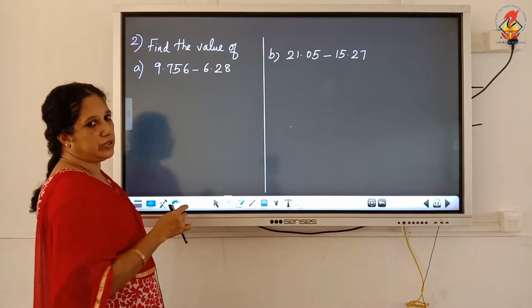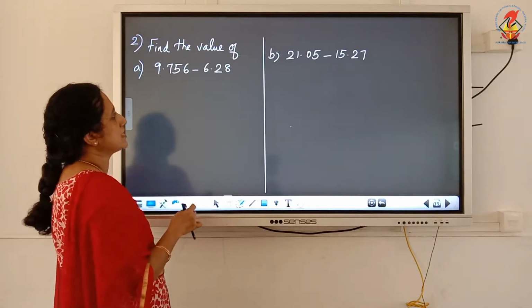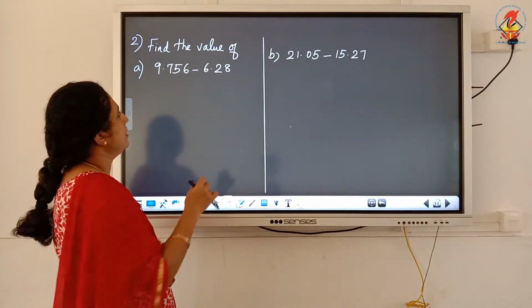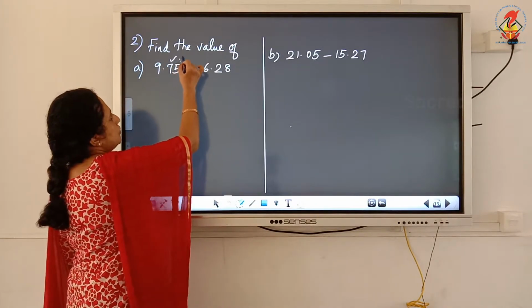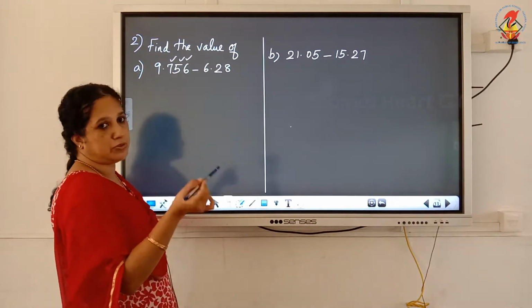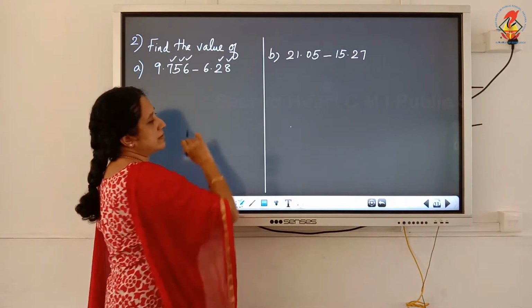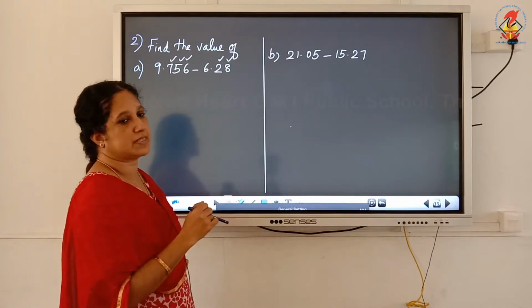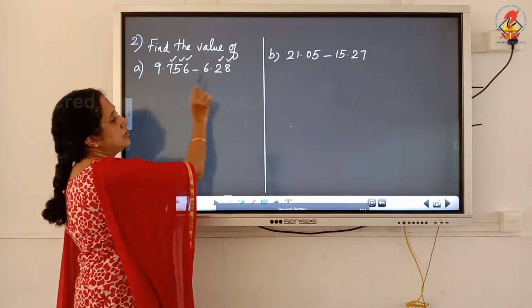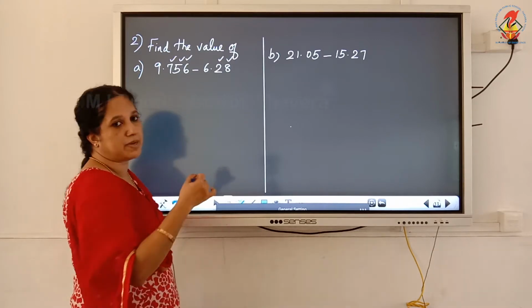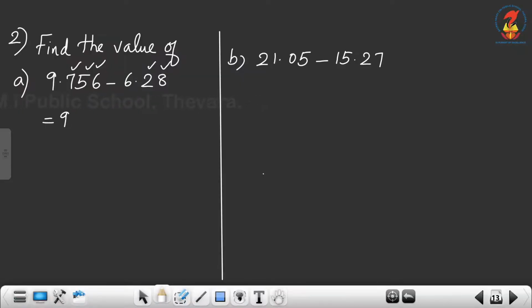Second question, find the value of 9.756 minus 6.28. Count the number of decimal places, 1, 2, 3. So 9.756 has 3 decimal places. 6.28, how many decimal places? Only 2 decimal places. So they are not like decimals. First of all we have to make them like decimals. So 9.756 minus 6.280, putting an extra 0 at the end. Now both have 3 decimal places.